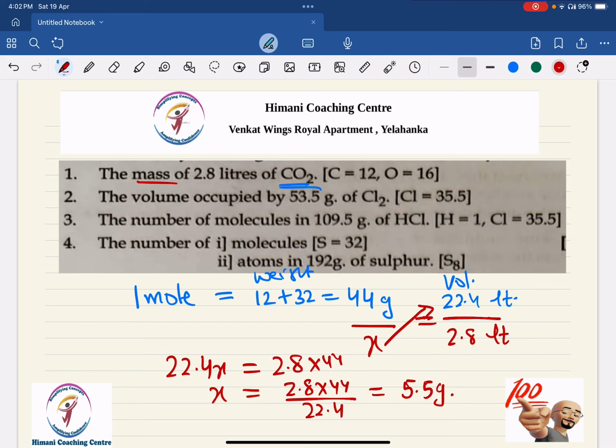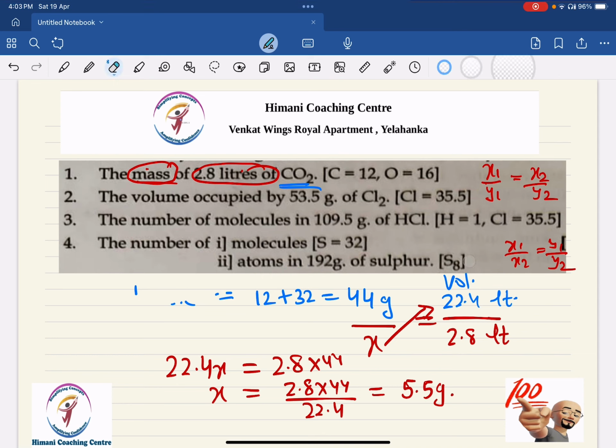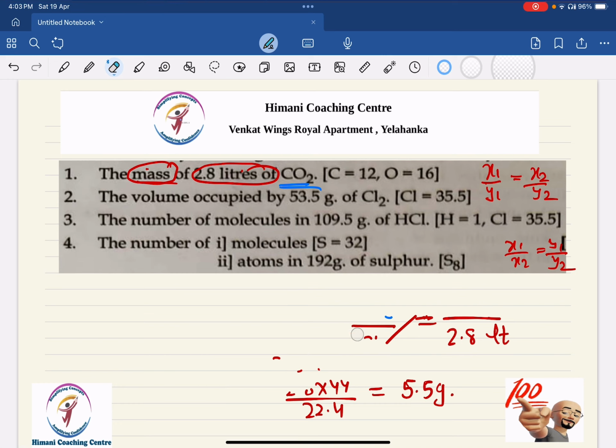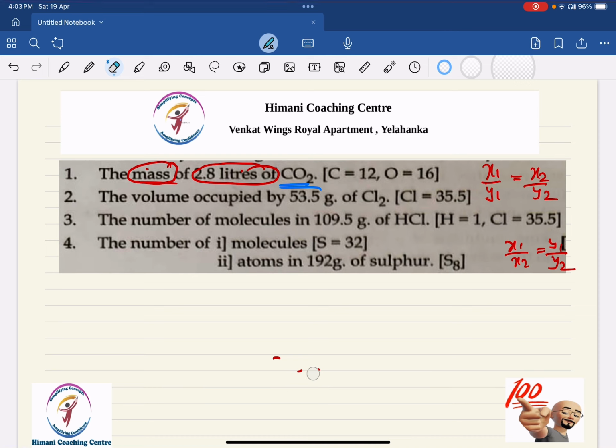Again, understand what we are doing. We are finding the relationship between mass and liters, which is weight and volume, and just doing direct proportion. What is direct proportion? If there are two quantities x and y, direct proportion says x1 by y1 should be equal to x2 by y2, or we can also say x1 by x2 equals y1 by y2. We do this in class 8 maths. That is the concept we are going to utilize in these questions. Now let us move to the next question.